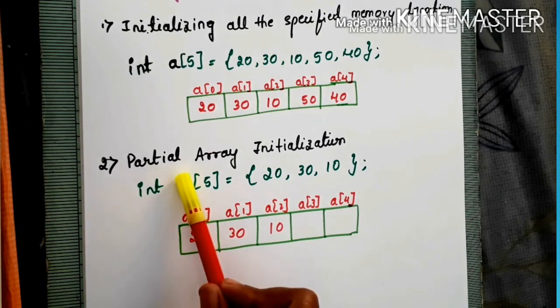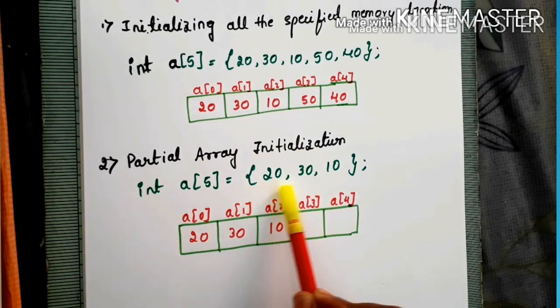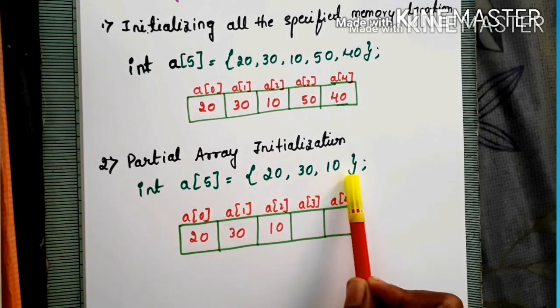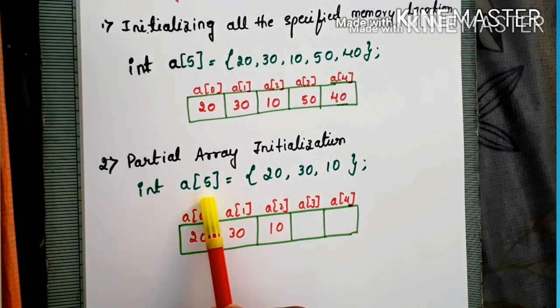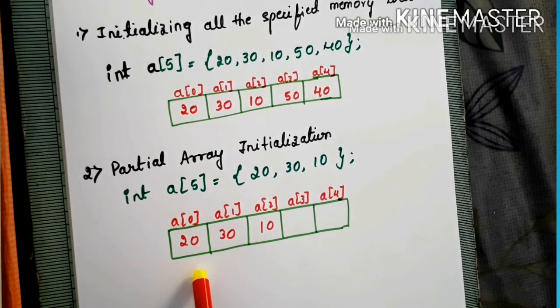In case of partial array initialization, the number of elements that we have initialized is less than the size of the array. In this example, only the first 3 elements of the array are initialized and the remaining elements of the array are initialized by some garbage value.